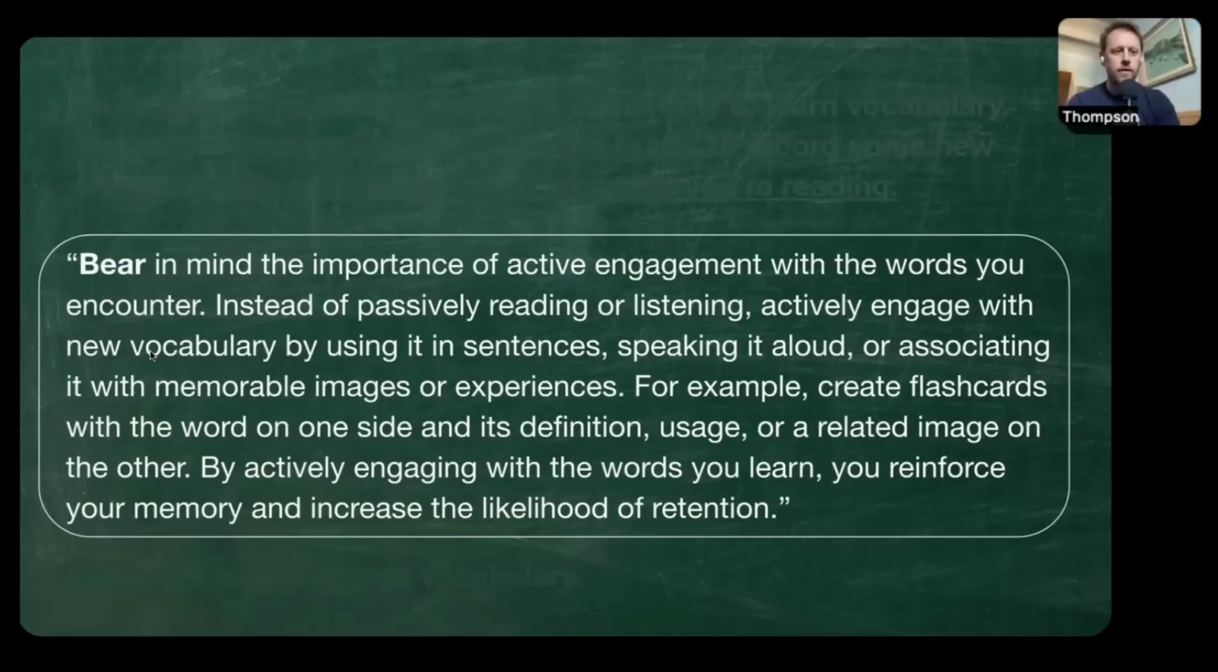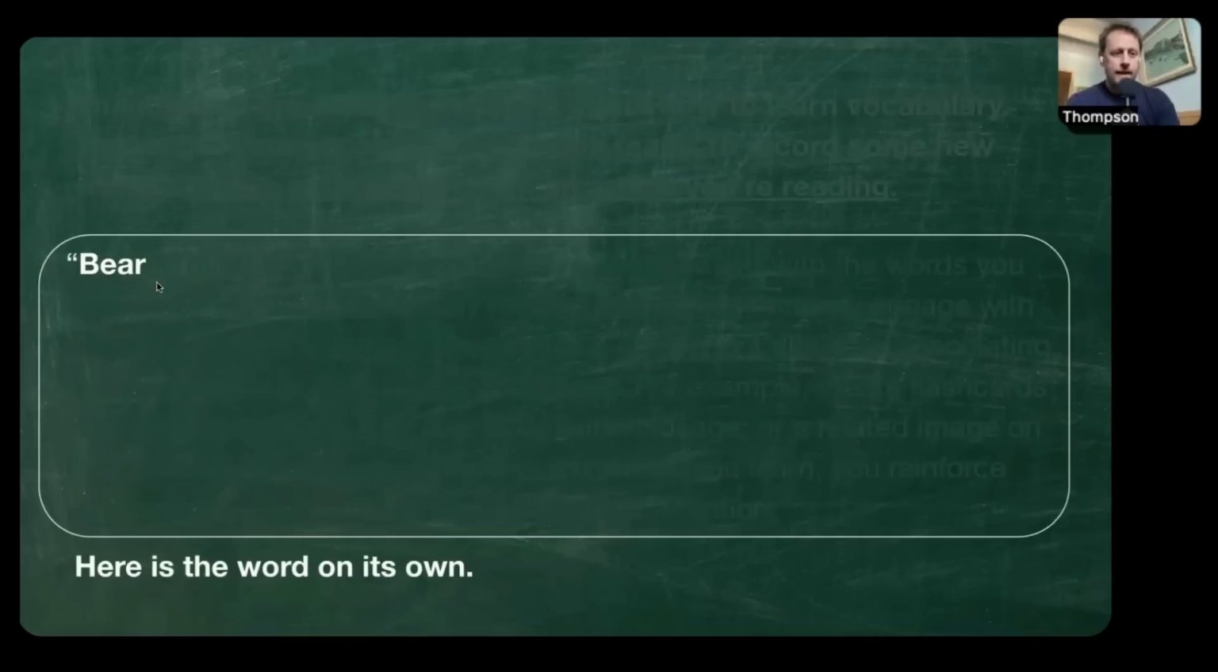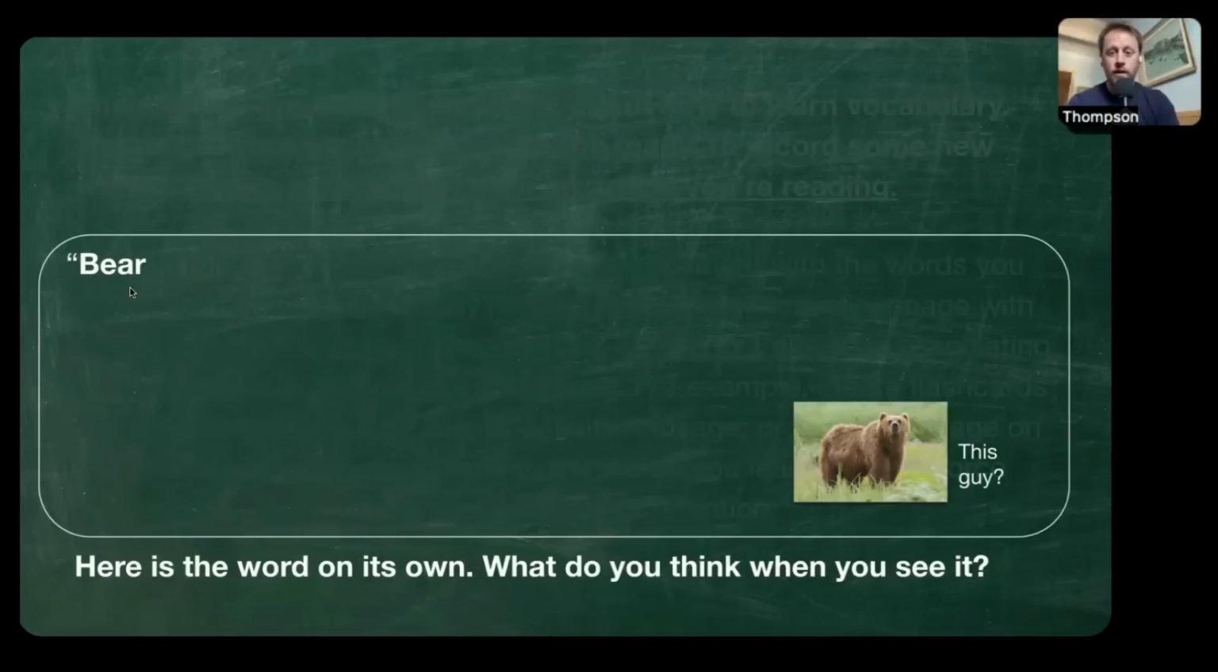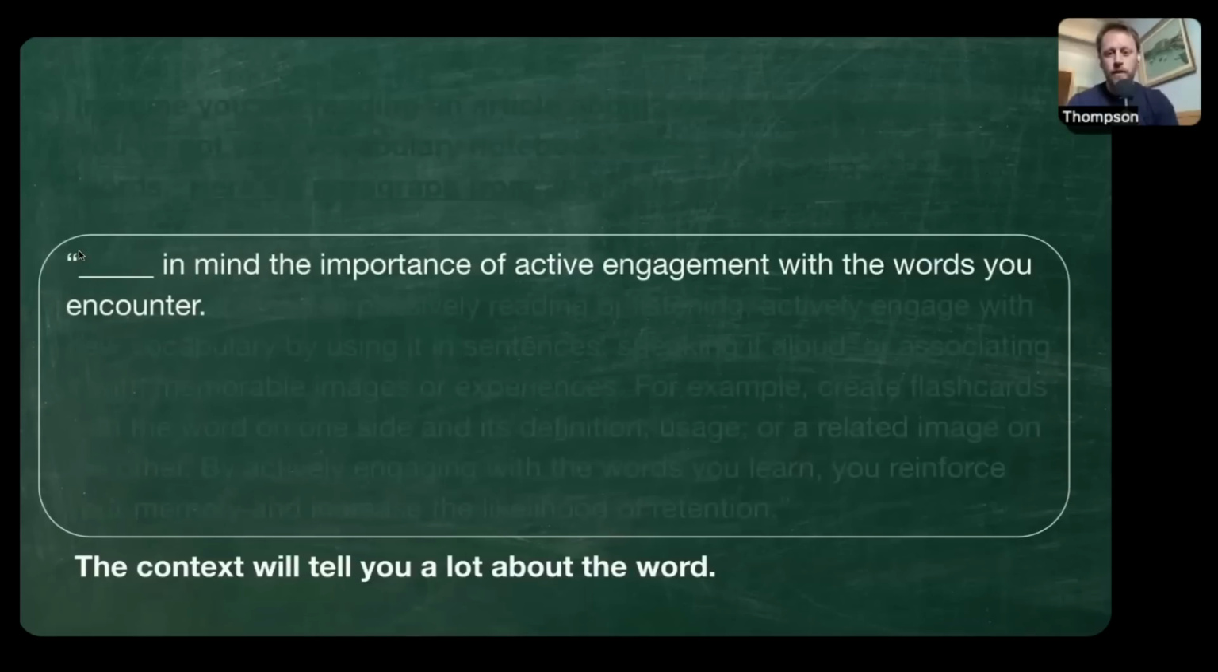So in fact, the very first word, let's go with that. The very first word in the paragraph, which is bear. That's bear, right? So let's use this word as an example. Here's the word on its own. Now, when you see this word on its own, what do you think? Bear. Do you think of this guy? Maybe. Now, that might be the first association you have when you see the word on its own.